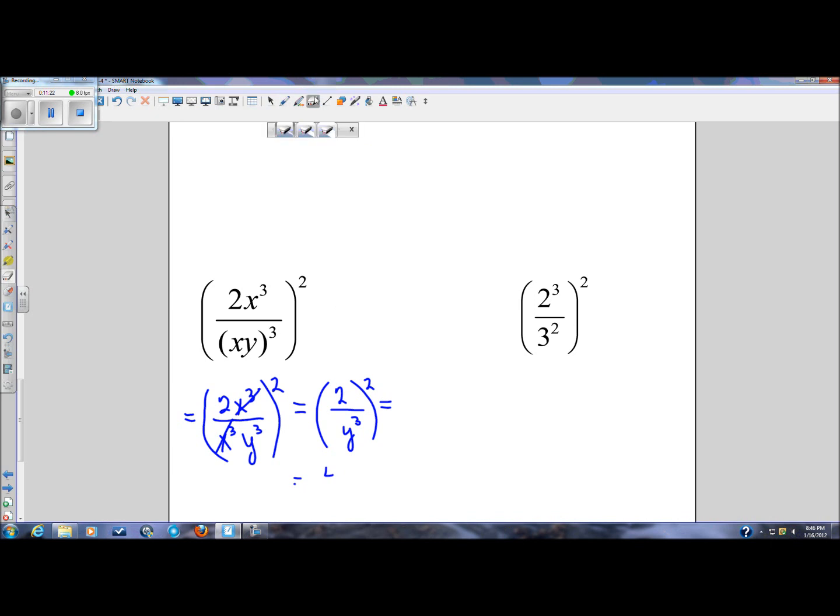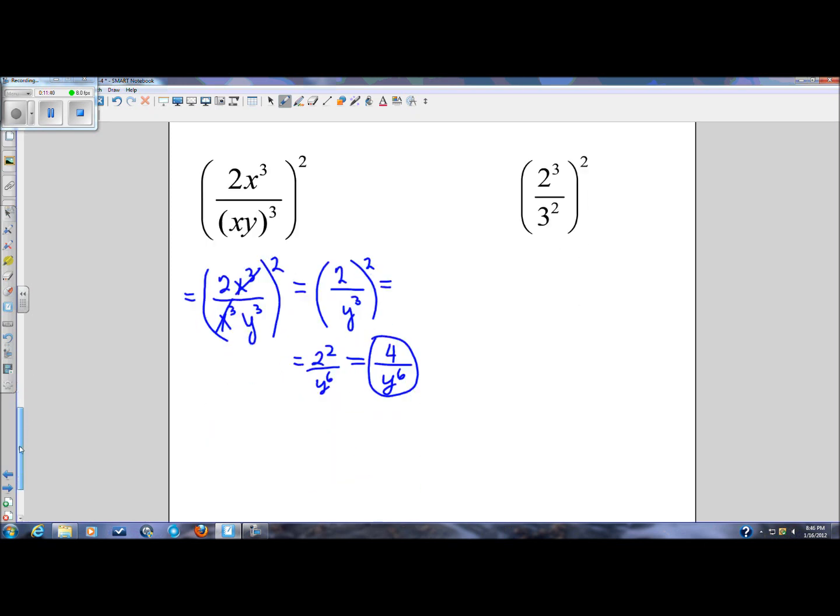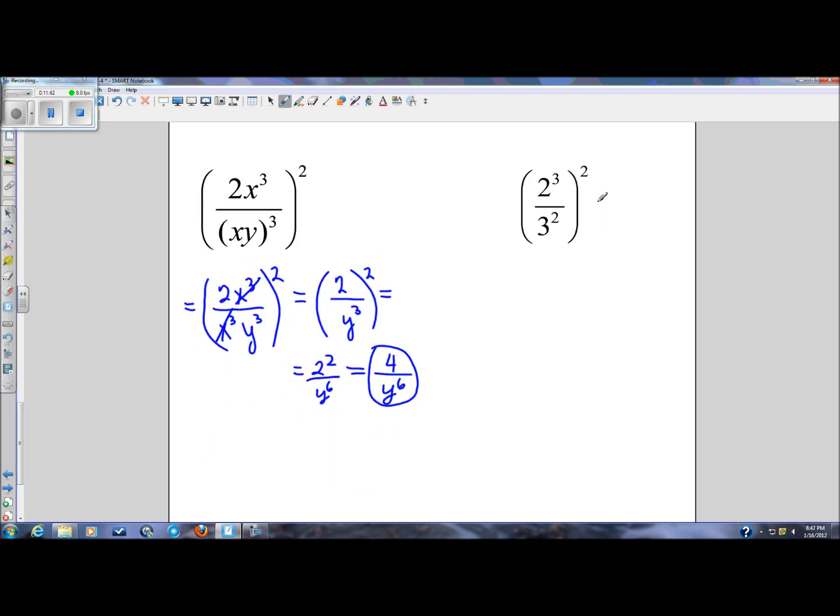I was going to jump ahead and say 4, but let me write it out step by step. 2 to the 2nd over y to the 6th. Okay? And 2 to the 2nd is just 4 over y to the 6th. So let's move on to this next one here.